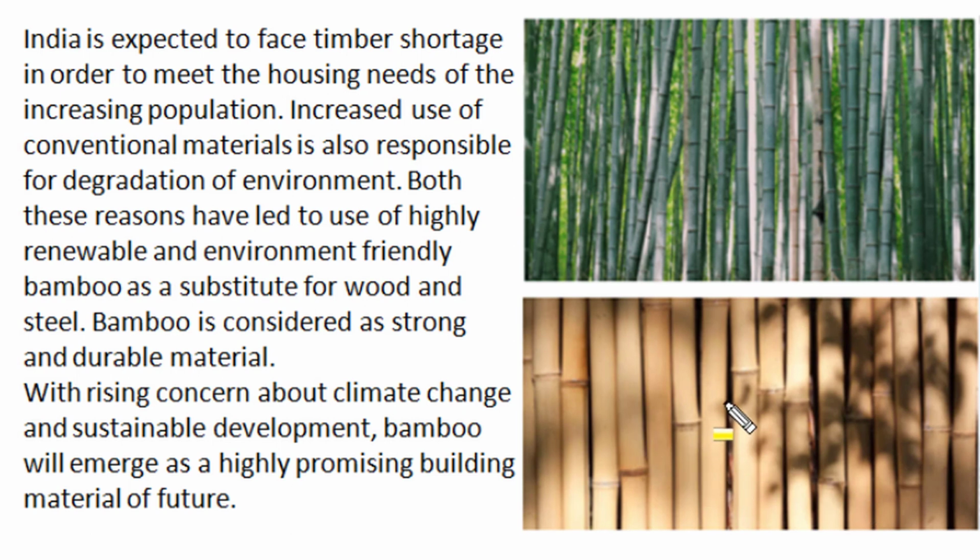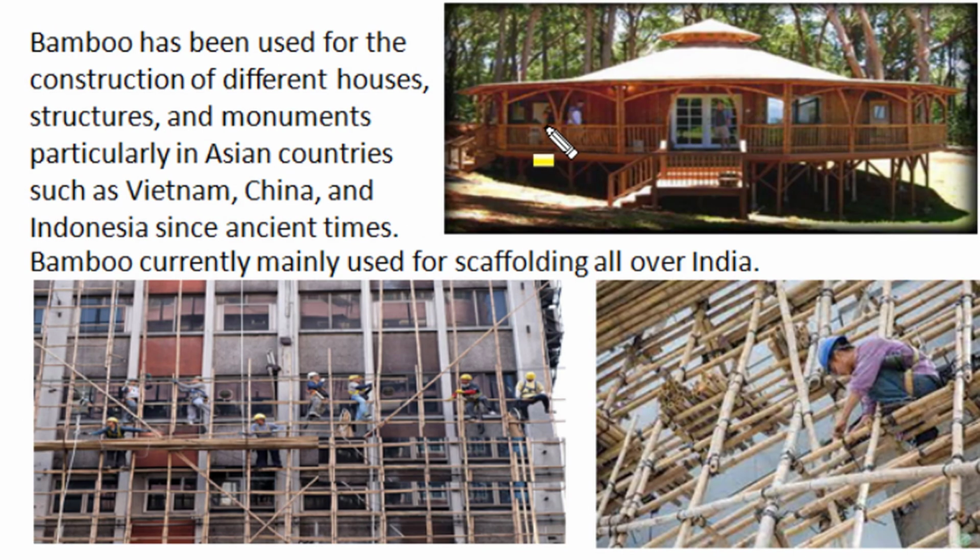Bamboo is considered a very strong and durable construction material, and during cultivation of bamboo it also mitigates CO2 emission effects and supports our efforts against climate change. So with rising concern about climate change and sustainable development, bamboo will emerge as a highly promising building material of the future. Bamboo has been used in the past for the construction of different houses, structures and important monuments and architecture buildings, particularly in Asian countries like Vietnam, China and Indonesia, since ancient times. And in India, bamboo is currently mainly used for scaffolding around buildings during building construction projects.